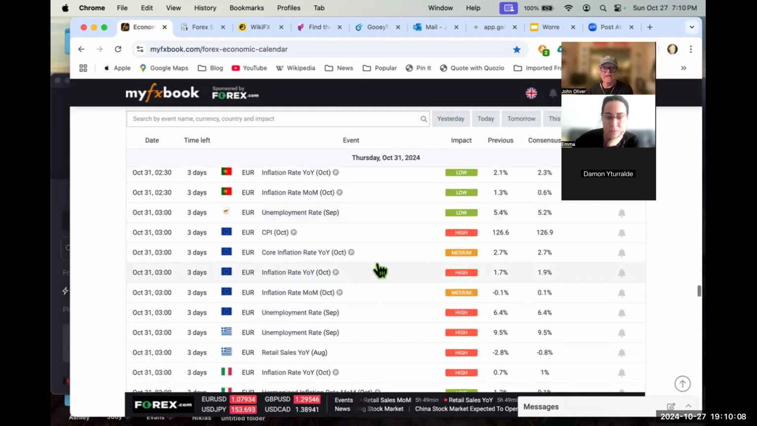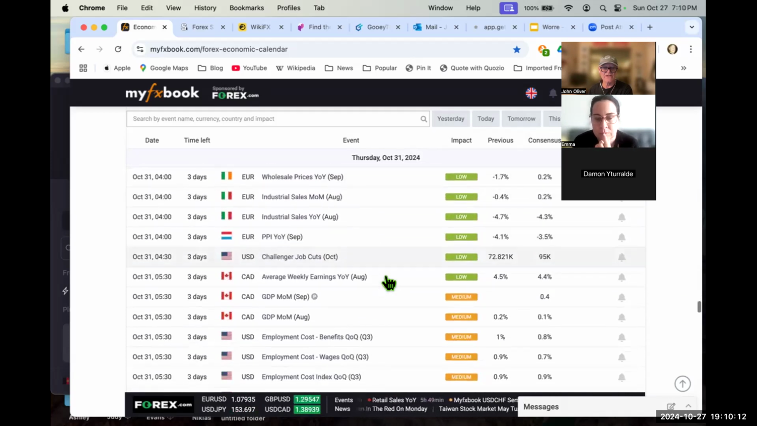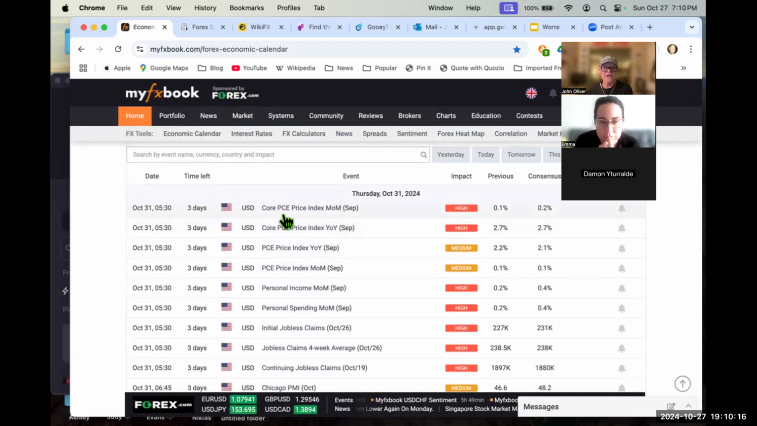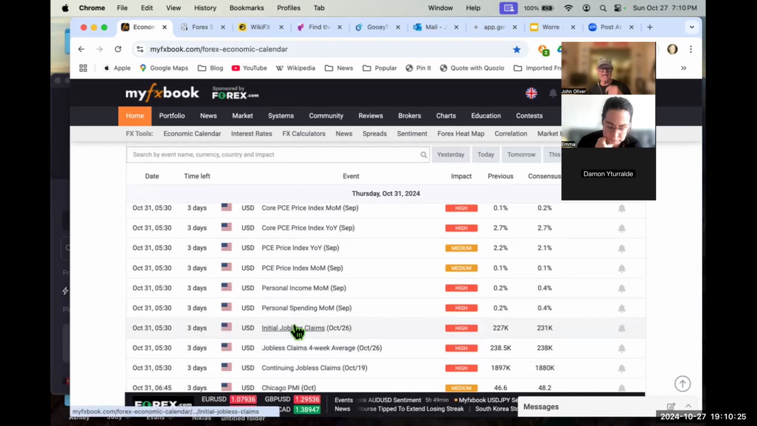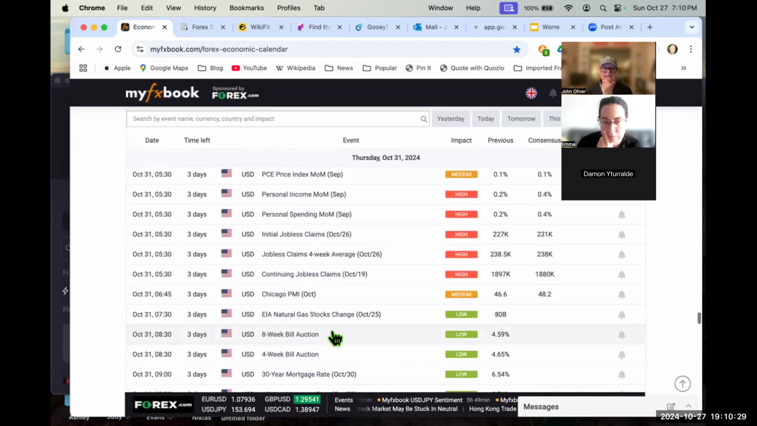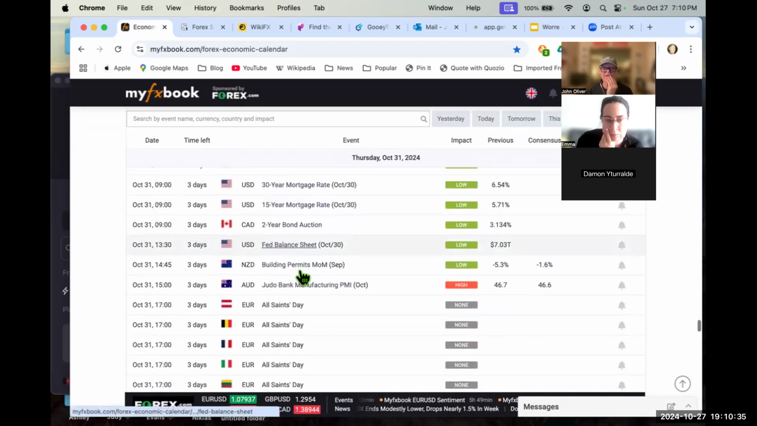Lots of euro again, red folders, unemployment rates, etc. So be careful of that on Thursday. And then we got our core PCE price is big, personal income, personal spending. But initial jobless claims continue, jobless claims for a week, and initial and continuous jobless claims are big. So be careful about that on Thursday.